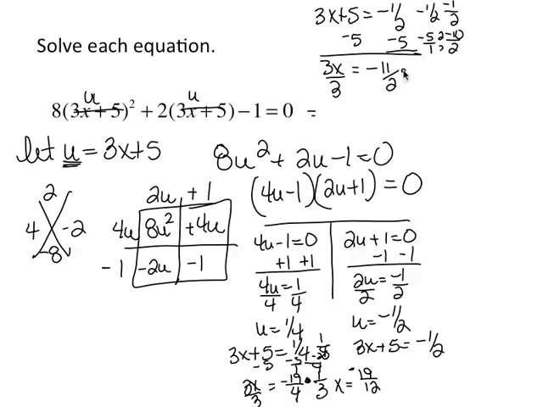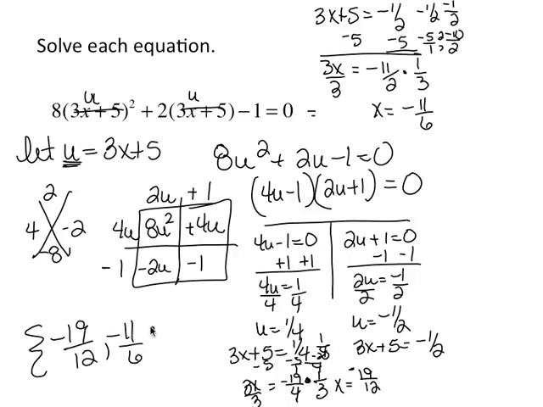I divide by 3, and that's the same thing as multiplying by 1/3, so I get x is equal to negative 11/6. So then the answer to this question would be negative 19 twelfths and negative 11/6.